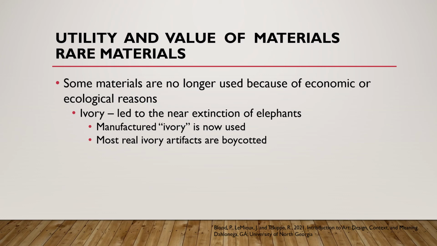Some very rare materials aren't used anymore, either because of an ecological or an economic reason. The most common one there is ivory. The ivory trade pretty much led to the near extinction of elephants. And so now they have manufactured ivory that they can use. And most real ivory artifacts, even if they're ancient artifacts, are boycotted. They try not to let those things get traded.